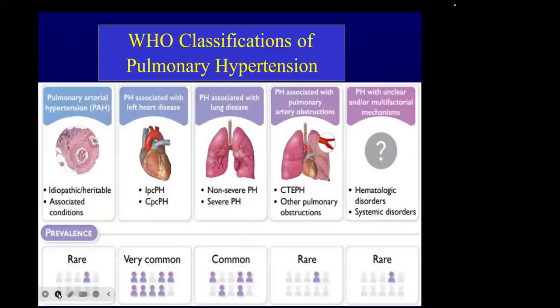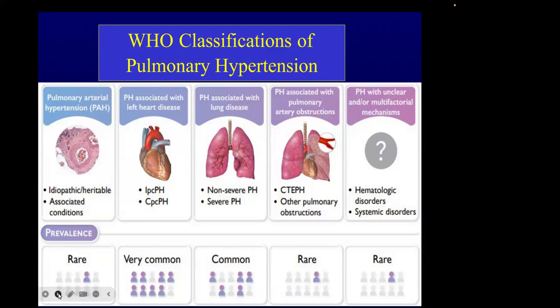WHO classification of pulmonary hypertension: pulmonary arterial hypertension, pulmonary hypertension associated with left heart disease, pulmonary hypertension associated with lung disease, pulmonary hypertension associated with pulmonary artery obstruction, and pulmonary hypertension with unclear and multifactorial mechanism. The most common is pulmonary hypertension associated with left heart disease.